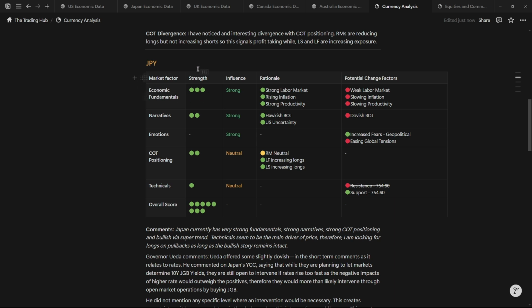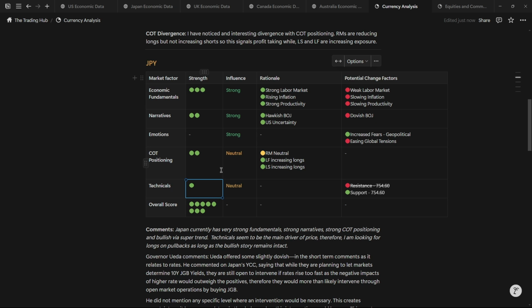But in my opinion, whenever you see everything green, you need to really keep a close eye on emotions and narratives, because these can quickly change the trajectory of price whenever everything is so bullish. And also technicals. I have realized that whenever you have a lot of good economic data and fundamentals driving price, technicals actually play a more important role.